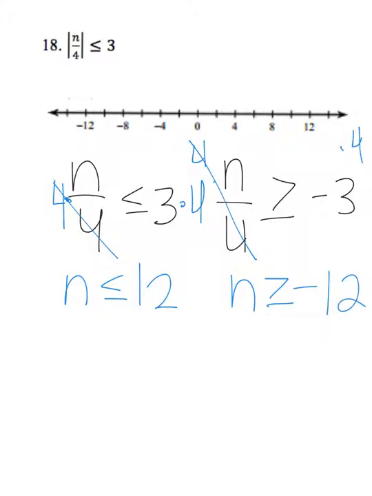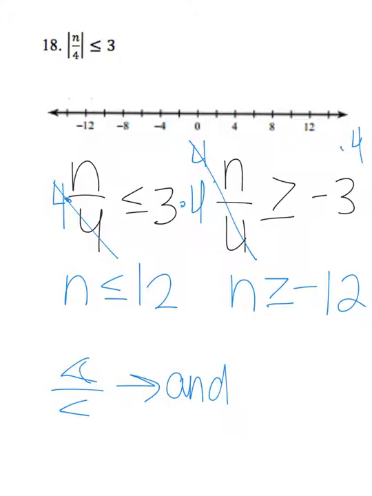Now from looking at this, I see that it's the absolute value of something is less than a positive number. So if it's less than a positive number, it's going to be an and graph. Less than or equal to, or less than means it's an and. Greater than is going to be an or. But this one's an and.